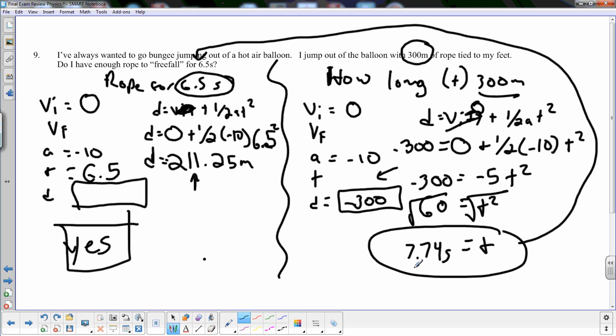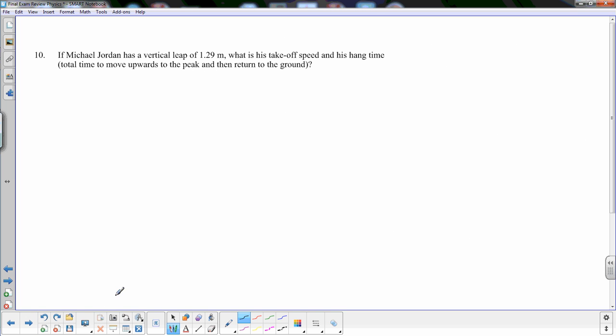10. If Michael Jordan has a vertical leap of 1.29 meters, calculate his takeoff speed and hang time. All right. Not terrible, but this has been one that has given you so many issues. So, let's draw a picture. Here's MJ. He jumps up 1.29 meters, and then he falls back down 1.29 meters.